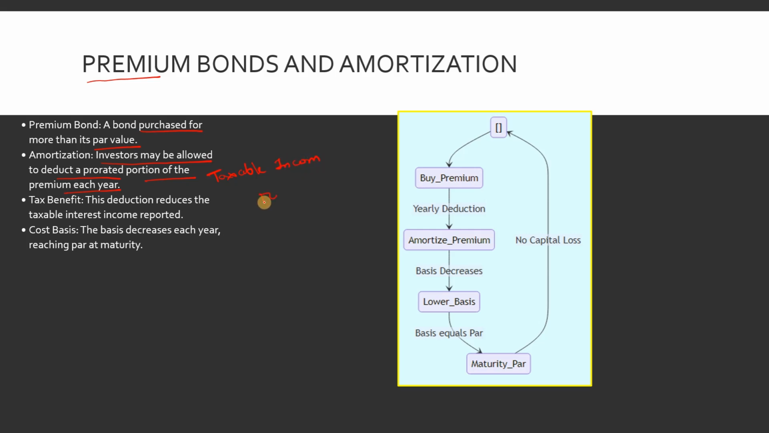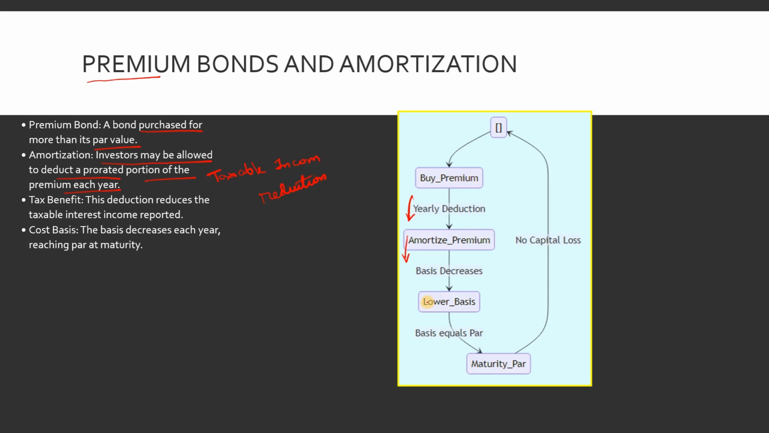However, this also means your cost basis decreases every year. By maturity, your basis will have dropped down to par, reflecting the natural price decay that happens to all premium bonds as they approach their redemption date. The slide defines a premium bond and the process of amortization. This provides a tax benefit by reducing reported income while the cost basis gradually decreases.